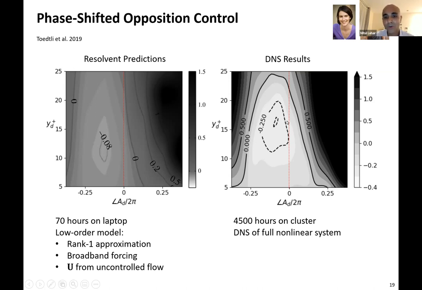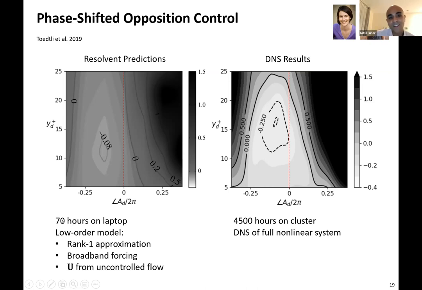So as you introduce negative phase offsets, you get an improvement in performance. Of course, in DNS, they see larger drag reductions compared to what is predicted by the resolvent model. But overall, the trends are quite similar in both plots, including this region over here to the right, where you introduce a positive phase shift, where there's a massive increase in drag with the phase shifted opposition control.